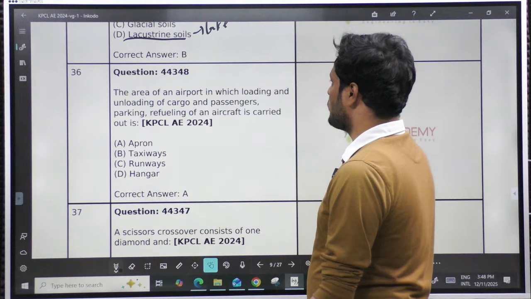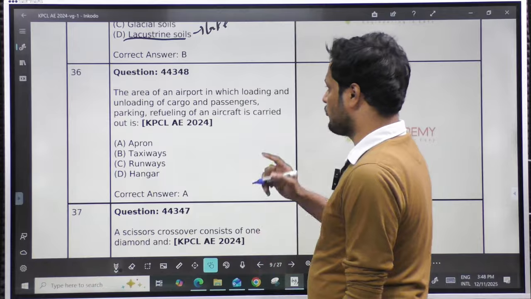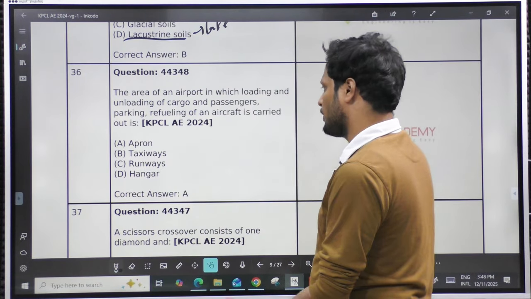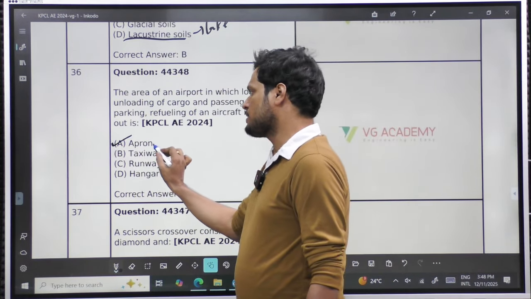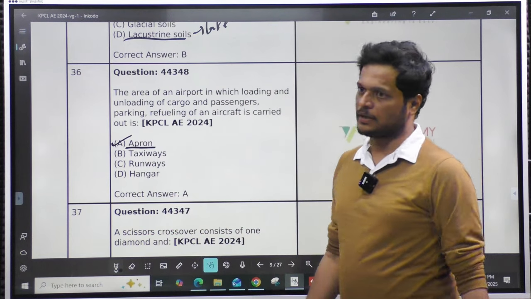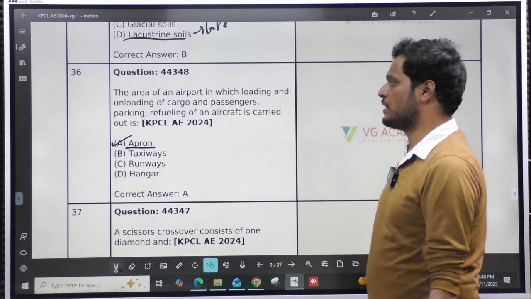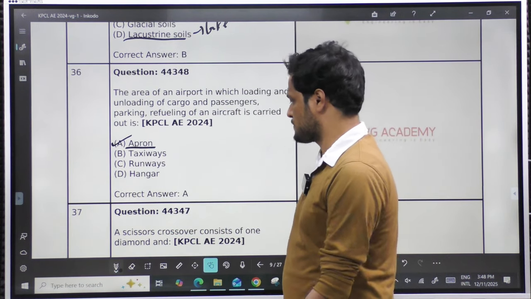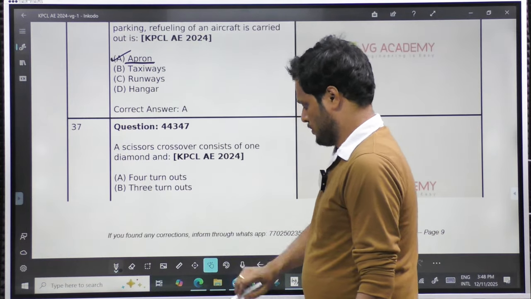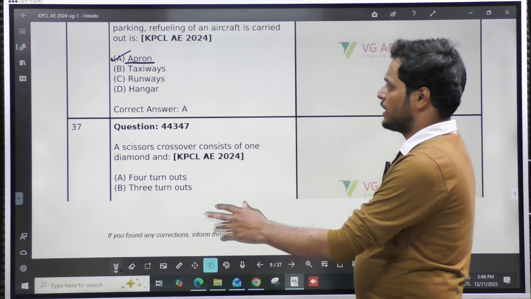The area of an airport in which loading and unloading of cargo, passengers, parking, and refueling take place is called the apron. It's a parking area for aeroplanes, where they generally park and refuel. That will be happening in aprons. So that is airport engineering.